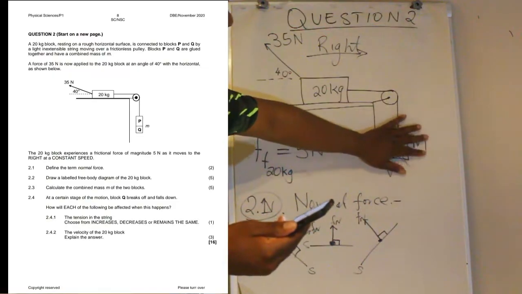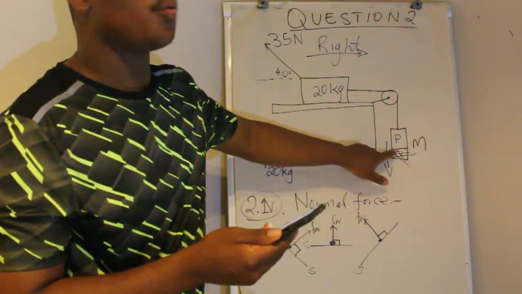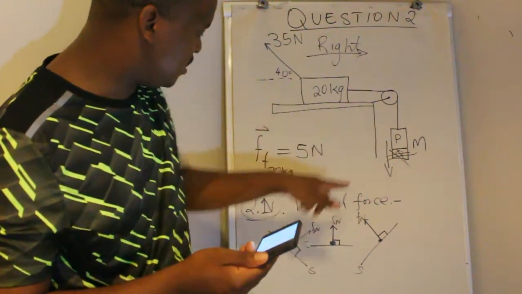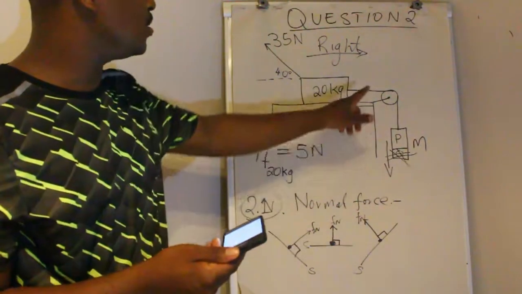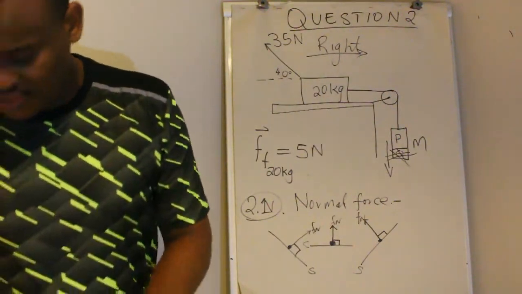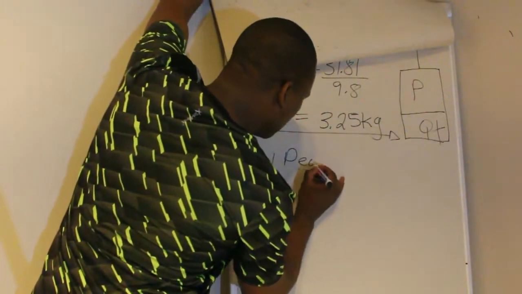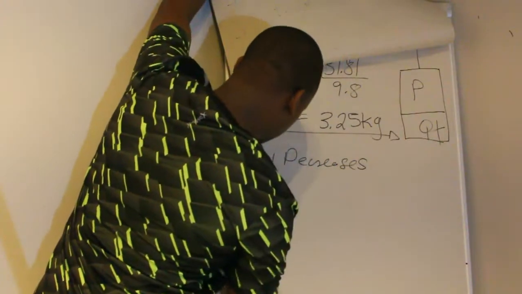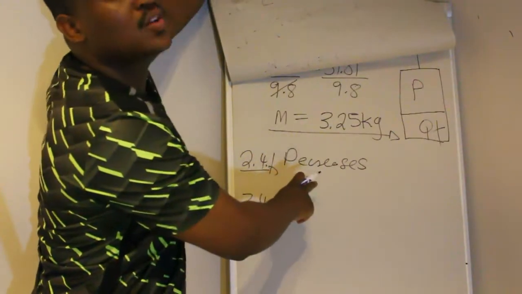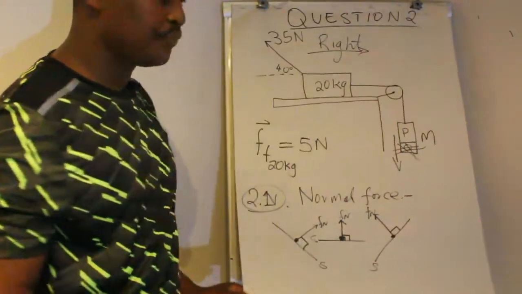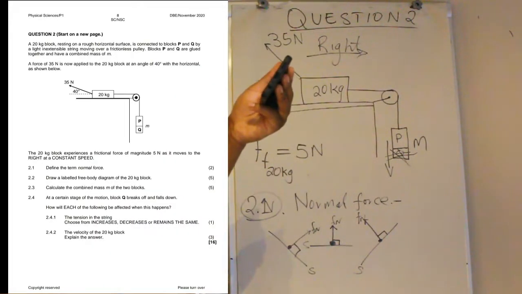So when this becomes lighter, the force of gravity, the weight Fg, will decrease. You will have a smaller Fg. If Fg is smaller, the tension will be a bit smaller. So it will decrease. So to answer 2.4.1: decreases. The tension decreases when the mass becomes smaller. So here's another question. What will happen to the velocity of the 20 kg block?